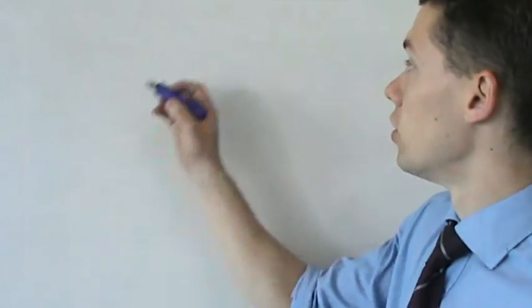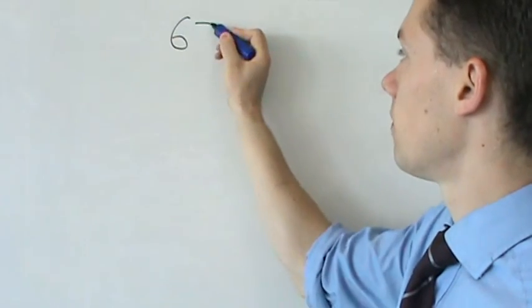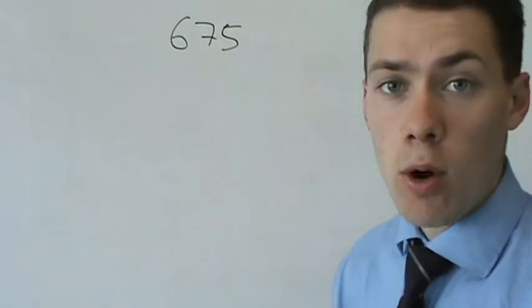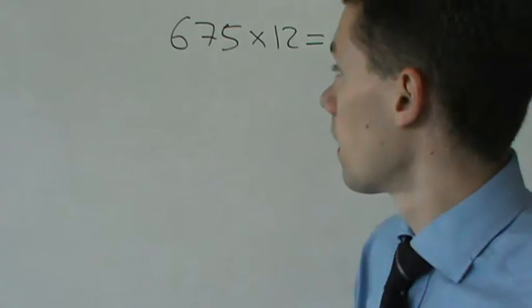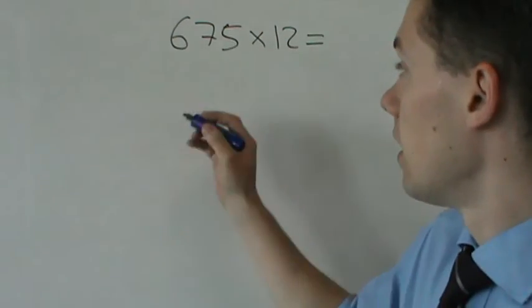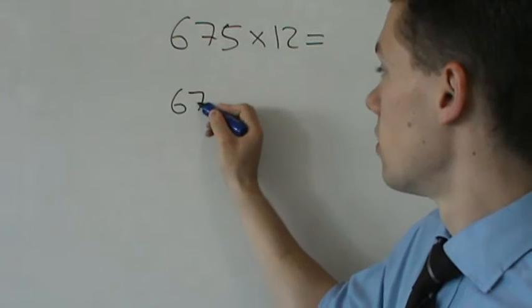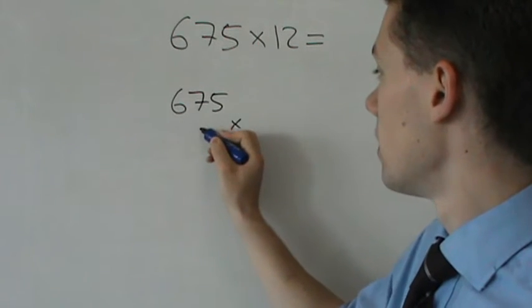Column multiplication, 3 digits by 2 digits. So, for example, we could do 675 multiplied by 12. Now we start by rewriting it like this. 675 multiplied by 12.